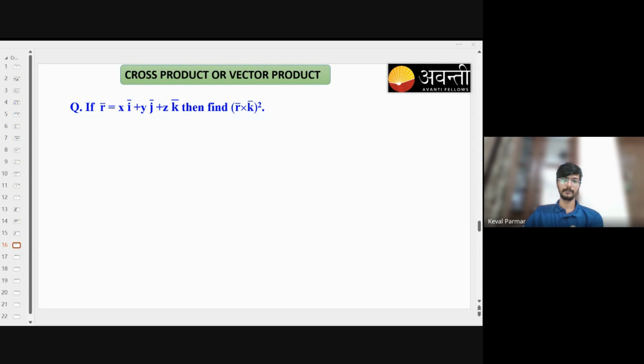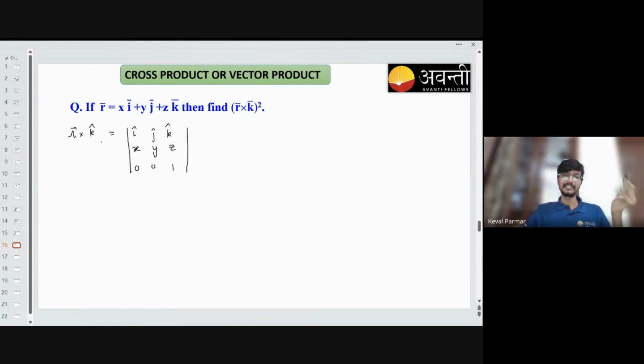Okay. Let me do it. So here, what will be R vector cross K vector? Sorry, it is K cap. If you are getting confused about this, it's like a printing error, it will be K cap. This will be equal to the cross product. So what we can do, we can use determinant. First row will be I, J, K. Second row will be X, Y, Z. Third will be 0, 0, 1 because it is only K cap.